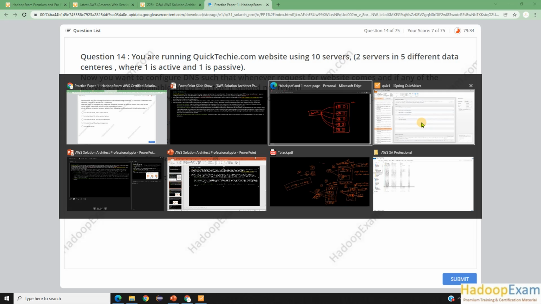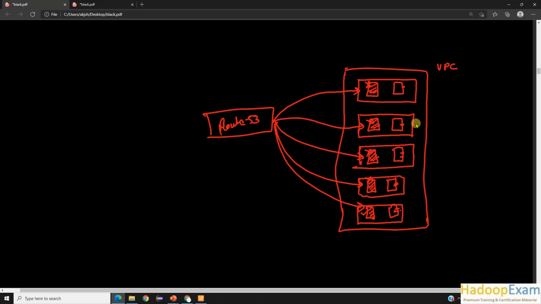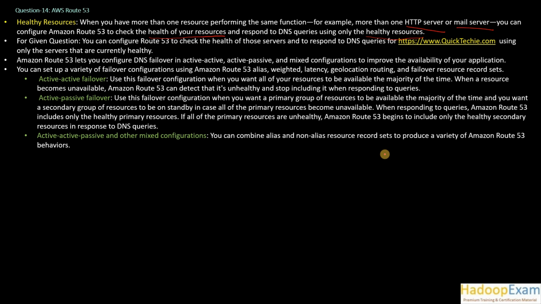Here in this question we are talking about which of the 10 servers are healthy, and we defined 5 as passive and 5 as active. For the given question, you can configure Route 53 to check the health of those servers and respond to DNS queries for quicktechie.com using only the servers that are currently healthy and active. Amazon Route 53 lets you configure DNS failover in multiple modes: active-active, active-passive, or a mixed configuration. Let's understand what that means.